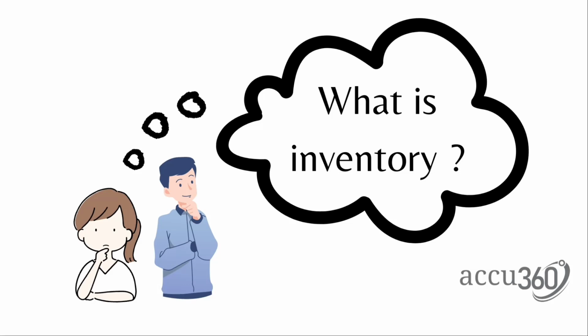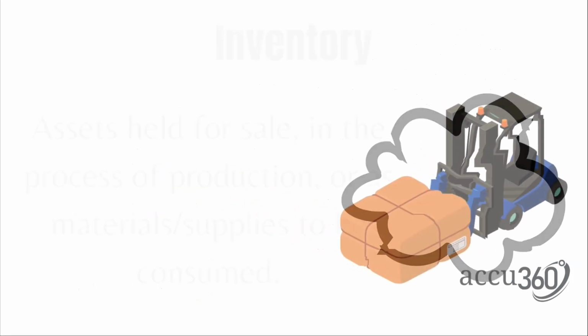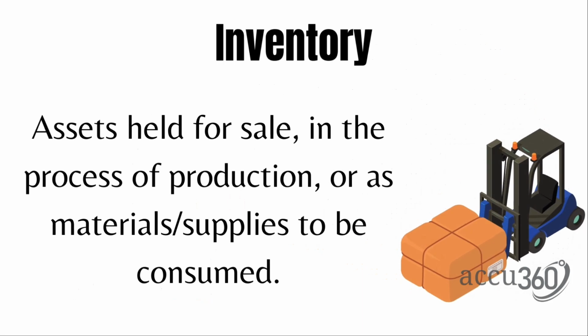Suppose you are a manufacturer of sugar. You purchase sugarcane which is processed in a machine to form sugar. So our inventory comprises of sugarcane, sugarcane under processing, and final product, that is sugar. Hence, inventory is asset held for sale, that is finished goods, which is sugar in our case.